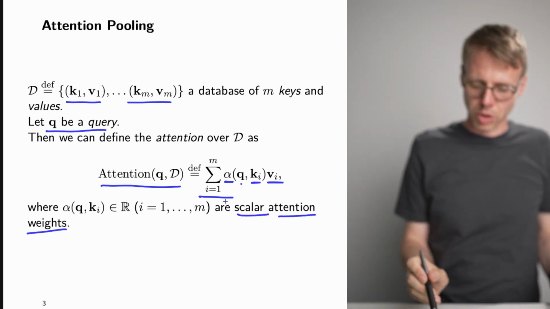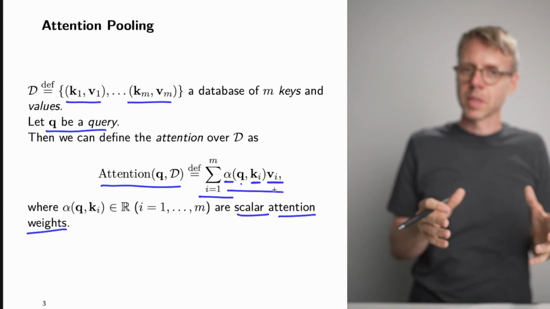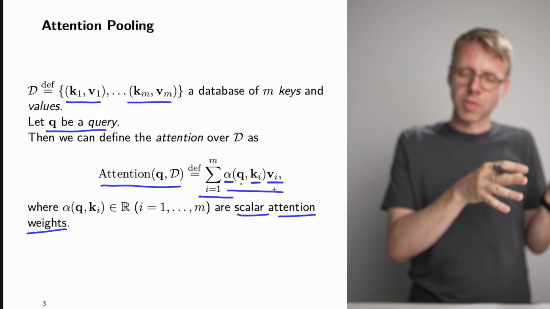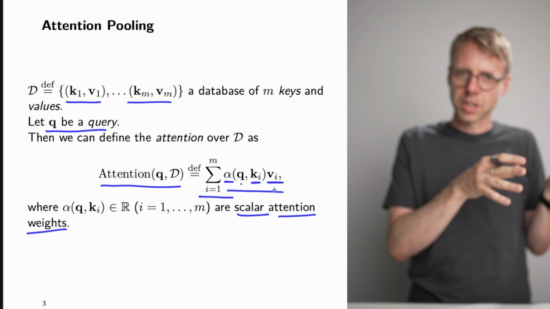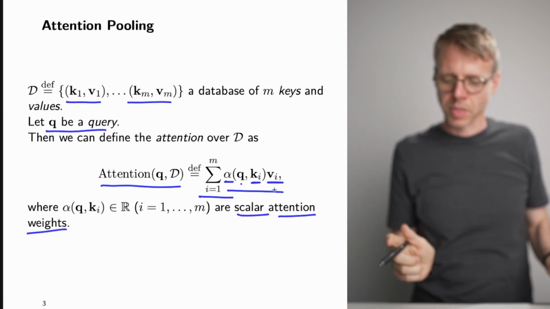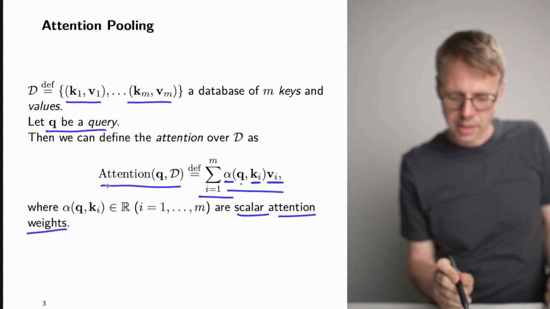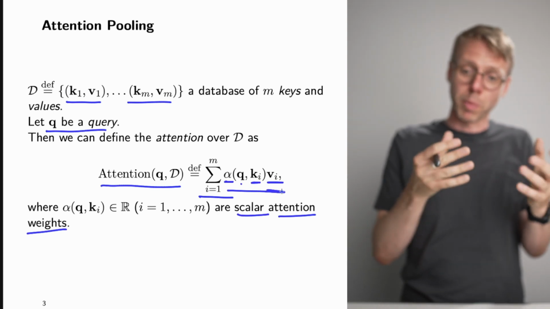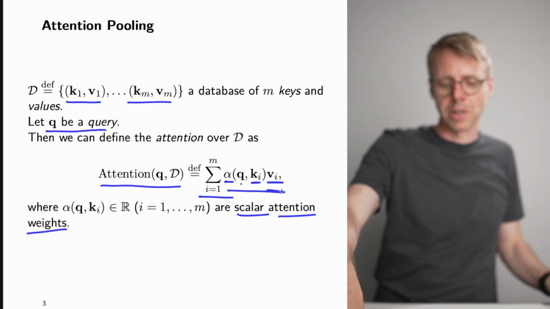So because we are building this weighted sum, the keys that receive a large amount of attention will receive large attention weights, and the resulting weighted sum thus will weigh up the corresponding values.